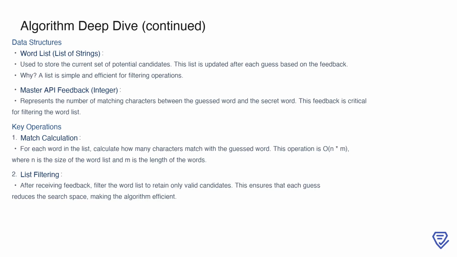Two primary operations drive the algorithm. First, match calculation. For each word in the list, we compute how many characters match with the guessed word. This operation has a time complexity of O(n * m), where n is the size of the word list, and m is the length of each word. Second, list filtering. Using the feedback, we eliminate invalid words from the list. Together, these operations ensure that the search space shrinks after each guess, making the algorithm both effective and efficient.